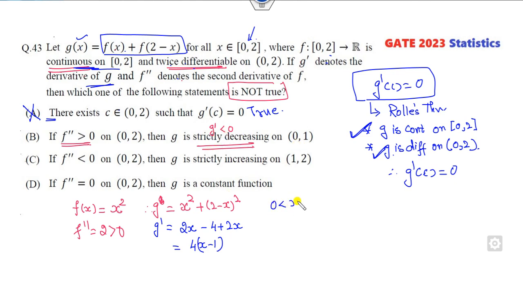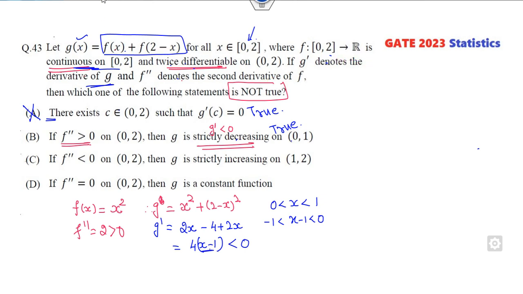Now x lies between 0 and 1. So what is x minus 1? x minus 1 lies between here, that is negative. This part is less than 0. So g' is less than 0 on this interval, which is also a correct statement. Fine. Now look at the next option.